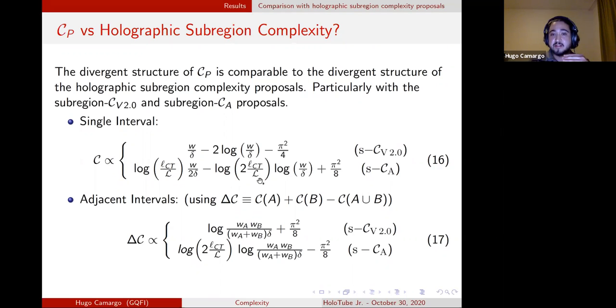And of course, here for complexity equals action, there are counterterms that one needs to take into account in order to actually do the computation. And this is captured by this L_CT. L is simply the AdS radius. And one other thing to notice is that for the adjacent interval case, this mutual complexity that people usually consider is done without the squares.